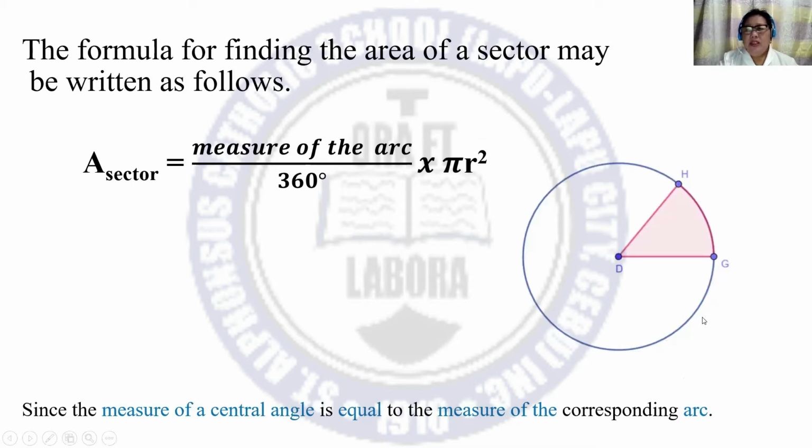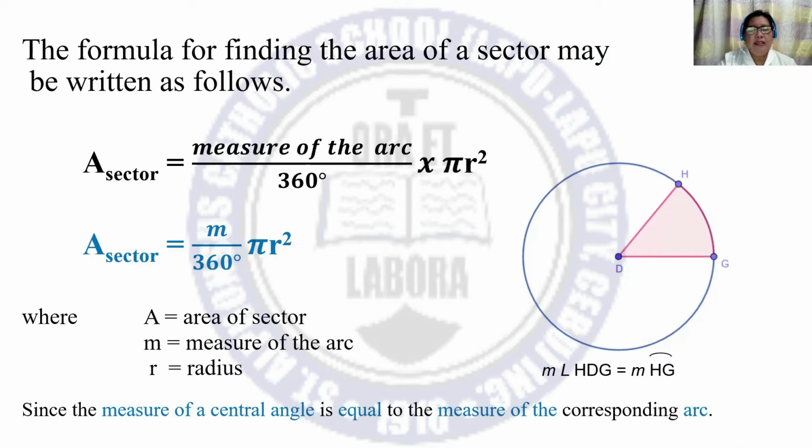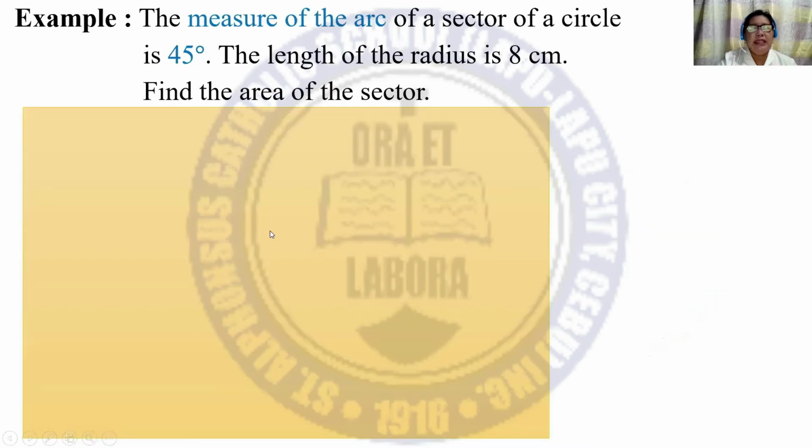So in this illustration, the measure of the central angle HDG is equal to the measure of the minor arc HG. So to find the area of a sector, given the measure of the arc, we have: area of a sector is equal to M over 360 degrees times pi r squared, where A is the area of the sector, M is the measure of the arc, and R is the radius. Let us have an example.